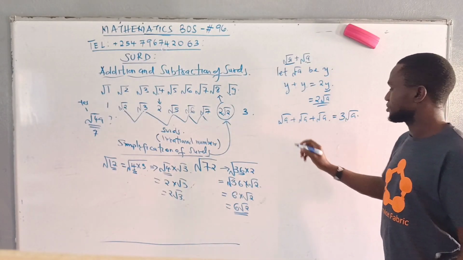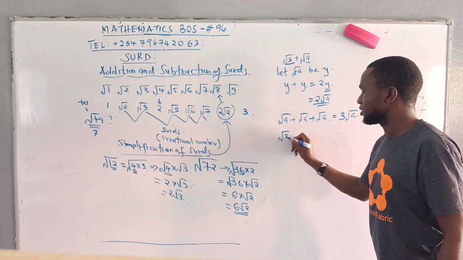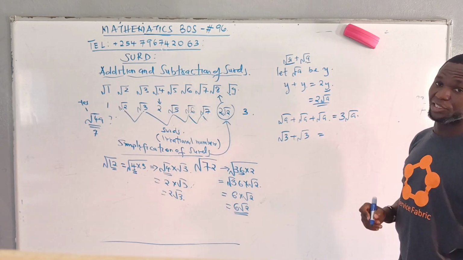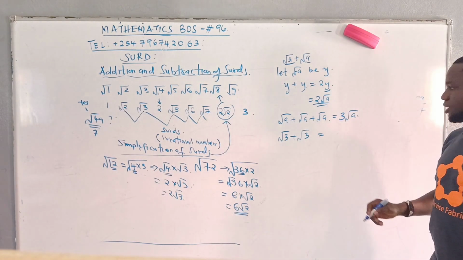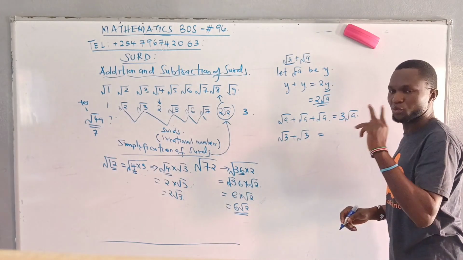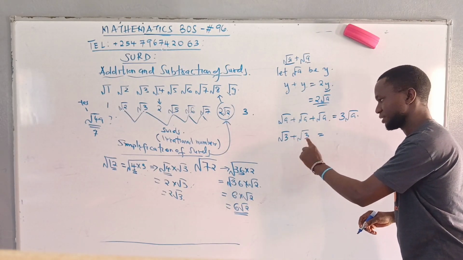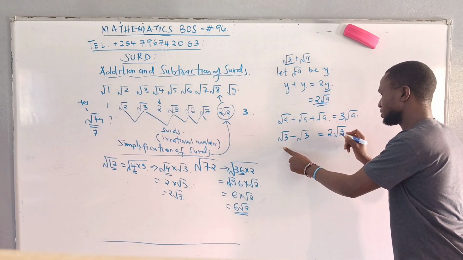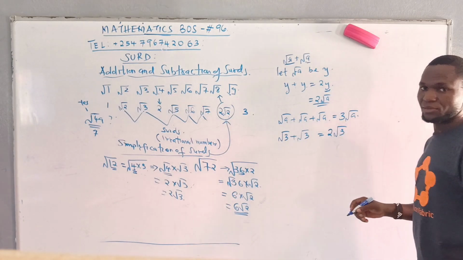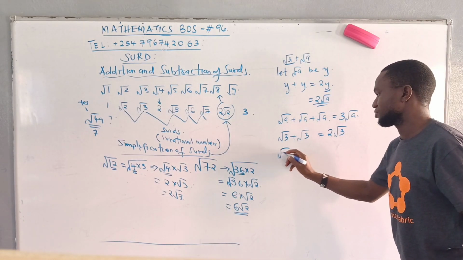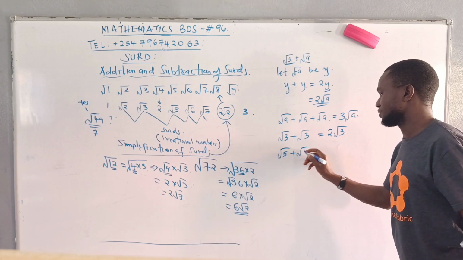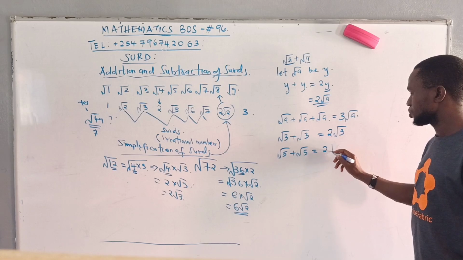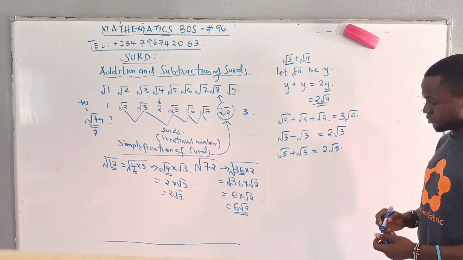Let's get another value. Root 3 plus root 3. Someone will end up saying 3 root 3. No. How many root 3s do we have here? We have 2 of them. This, this. Therefore, they are 2 root 3s. Then you say 2 root 3. Let's consider another one, root 5 plus root 5, the result will be 2 root 5.